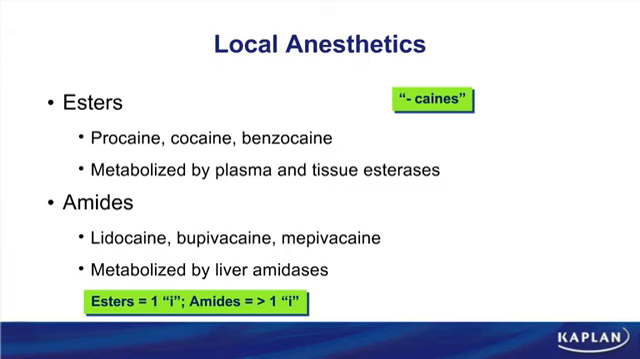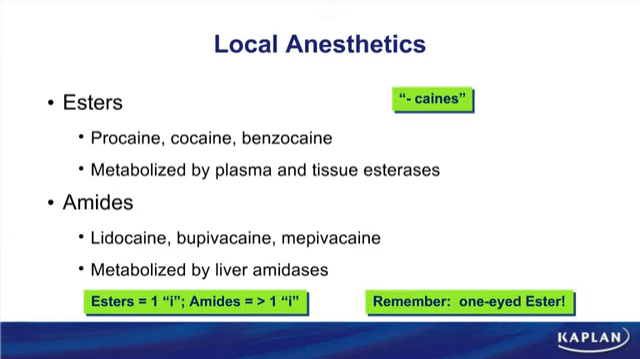If the prefix for the drug's name does not contain an I, then it's an ester. But an amide has more than one I. So we know we're going to get an I from cane. If I get an I in the prefix, like lidocaine, well, that's an amide. Simple way to remember, one-eyed ester. Those are going to be your esters. Those drugs are metabolized by plasma and tissue esterases, whereas amides are metabolized by liver amidases. So we know how to classify the drug, and we know the enzymes that are going to metabolize the drug by following that rule on how these drugs are named.